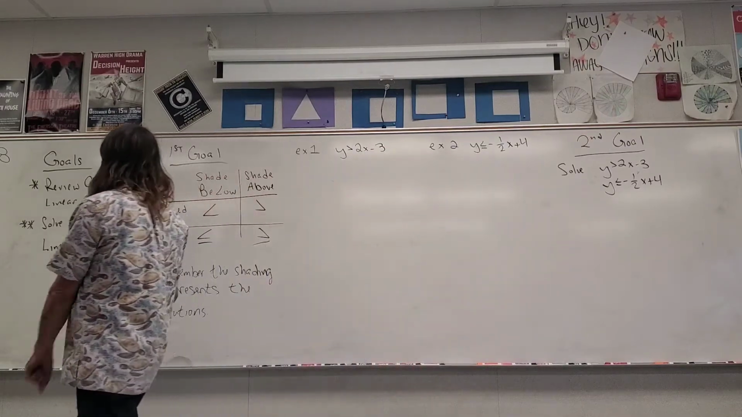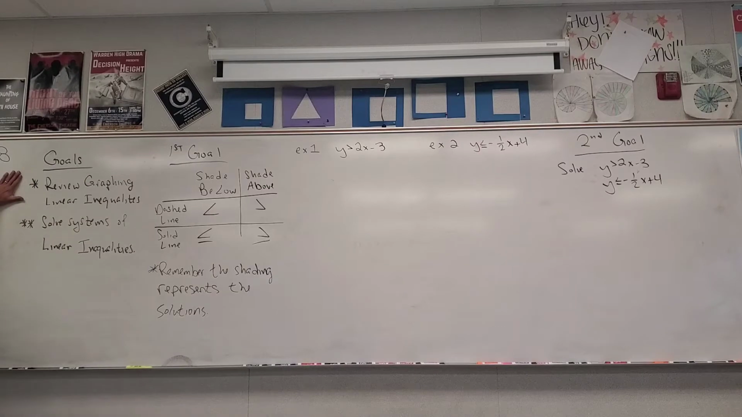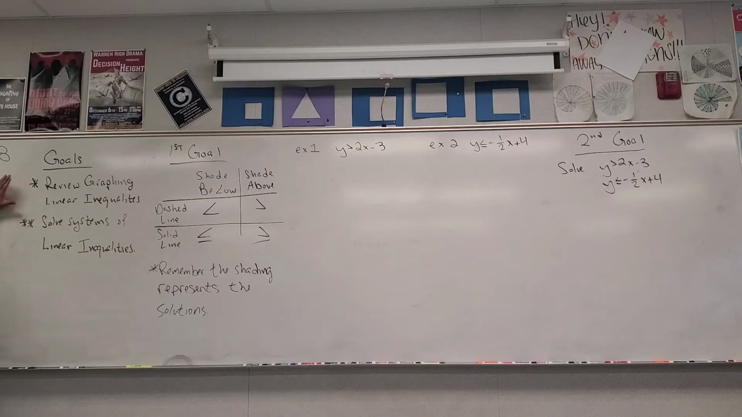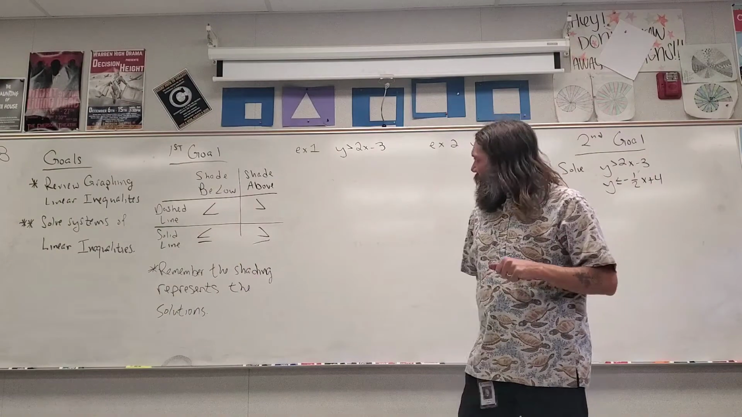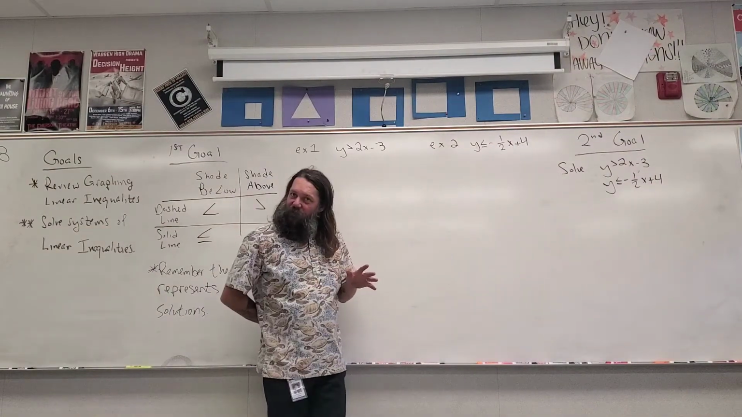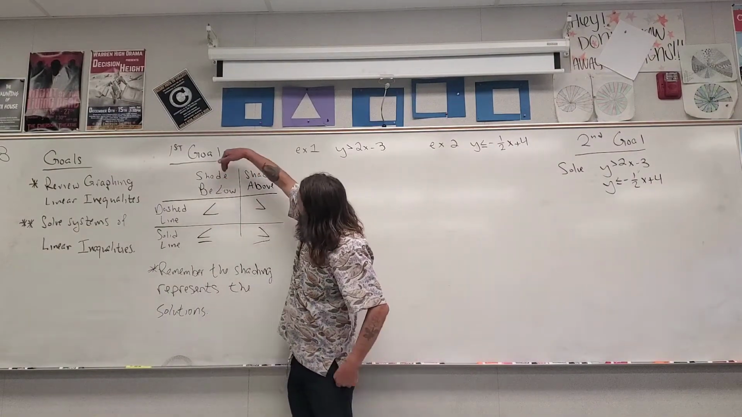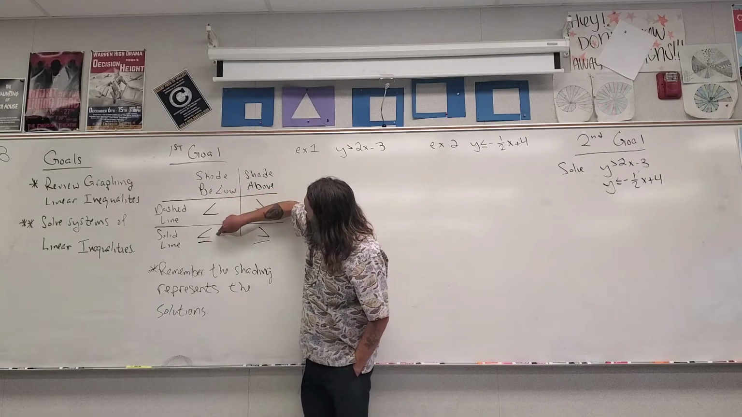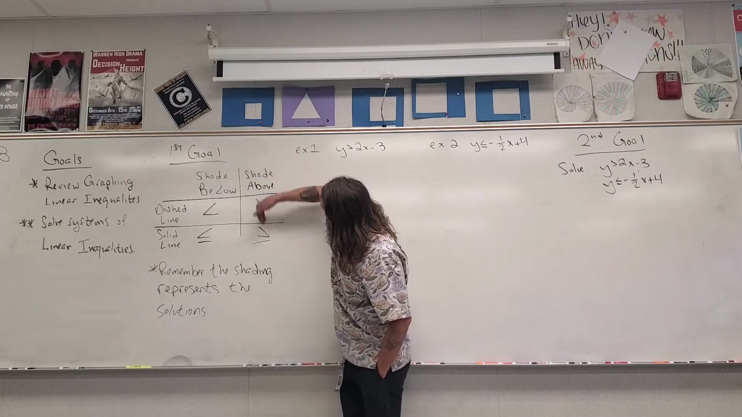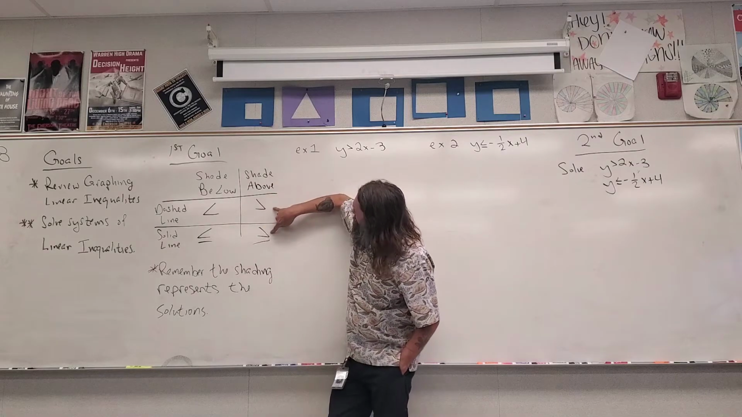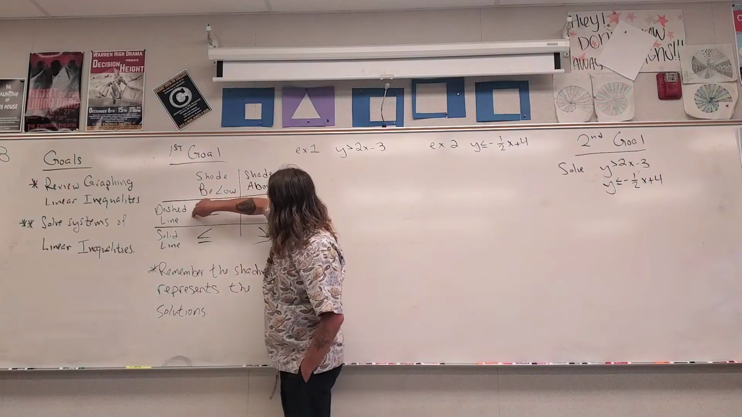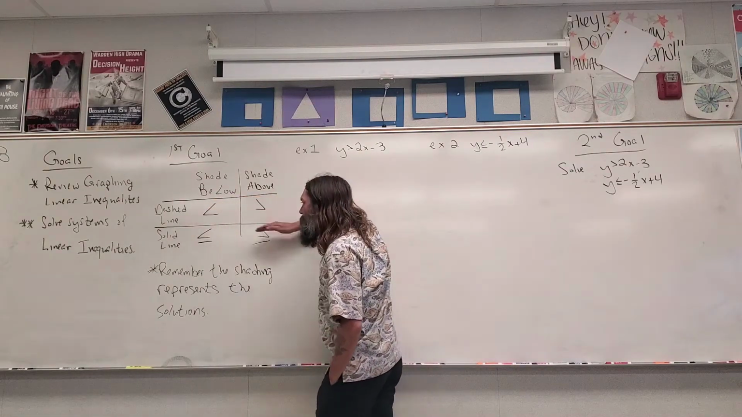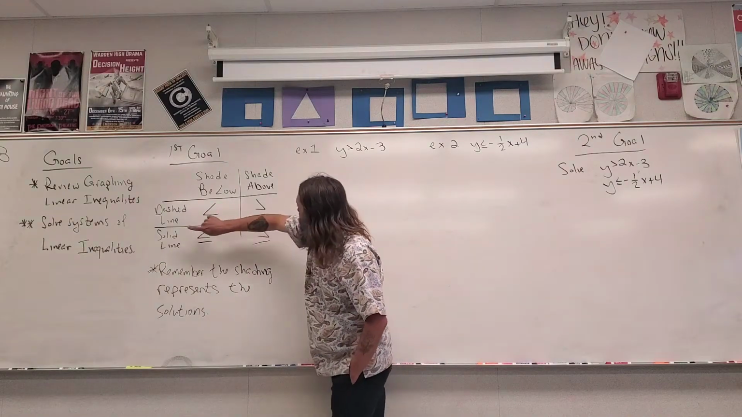But what I do know is that our goals are, we're going to review graphing linear inequalities, and we're going to solve systems of linear inequalities. So let's just go ahead and review graphing linear inequalities. Remember, we have this 2x2 table where if I'm in this column and I have this symbol or this symbol, I shade below. If I'm in this column, I have this symbol or this symbol, I shade above. If I am in this row and I have this symbol or this symbol, my line is dashed. And then if I'm in this row, if I have this symbol or this symbol, my line is solid.